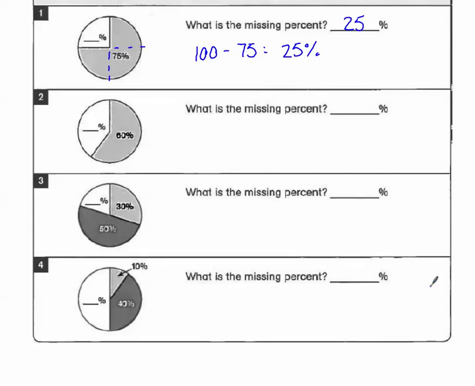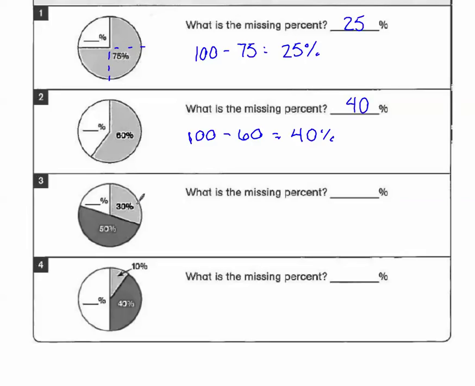So let's look at number 2. What is the missing percent? I want you to figure out what is the answer for number 2. So if we take 100 minus the 60 that we know, we are left with 40%. And that's going to be the answer.